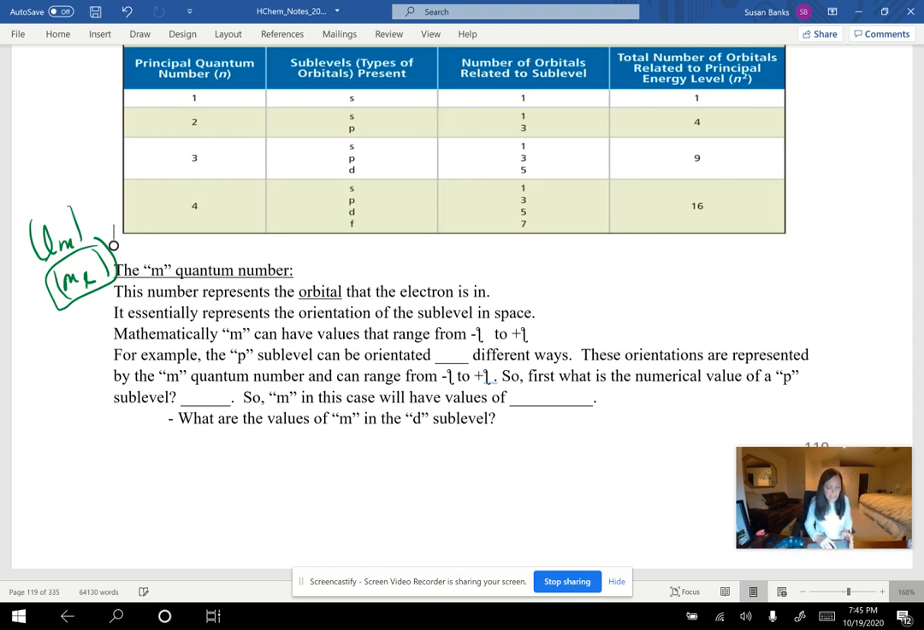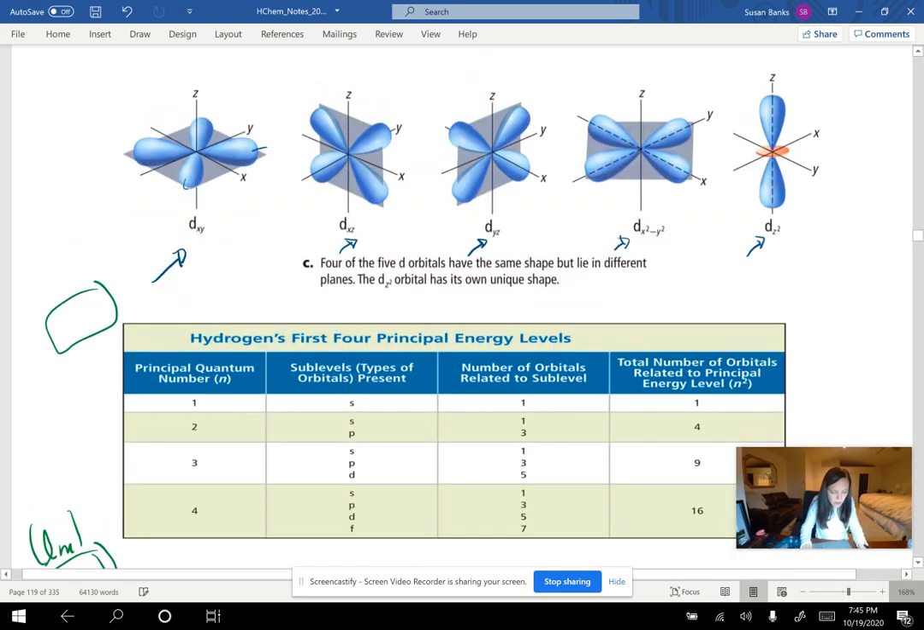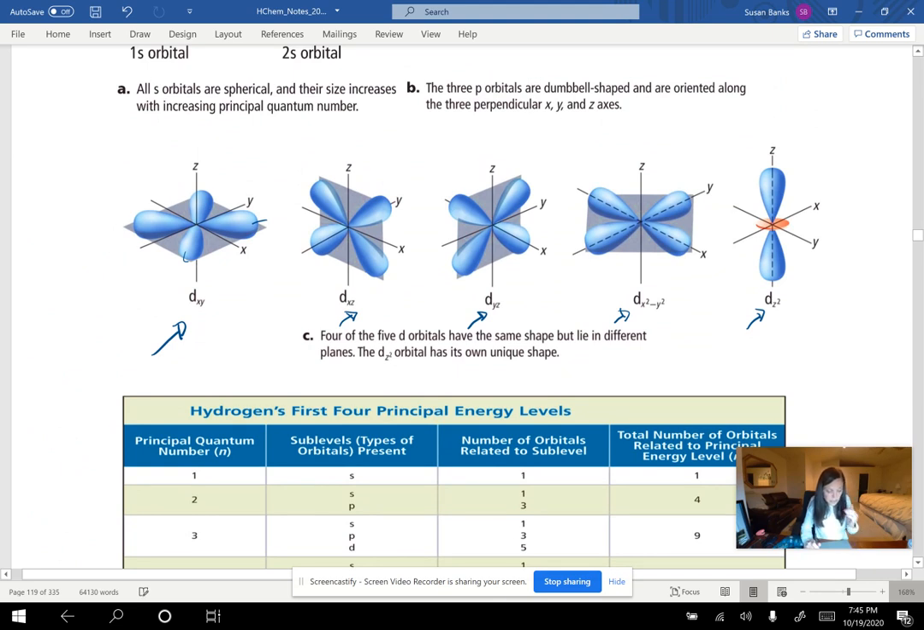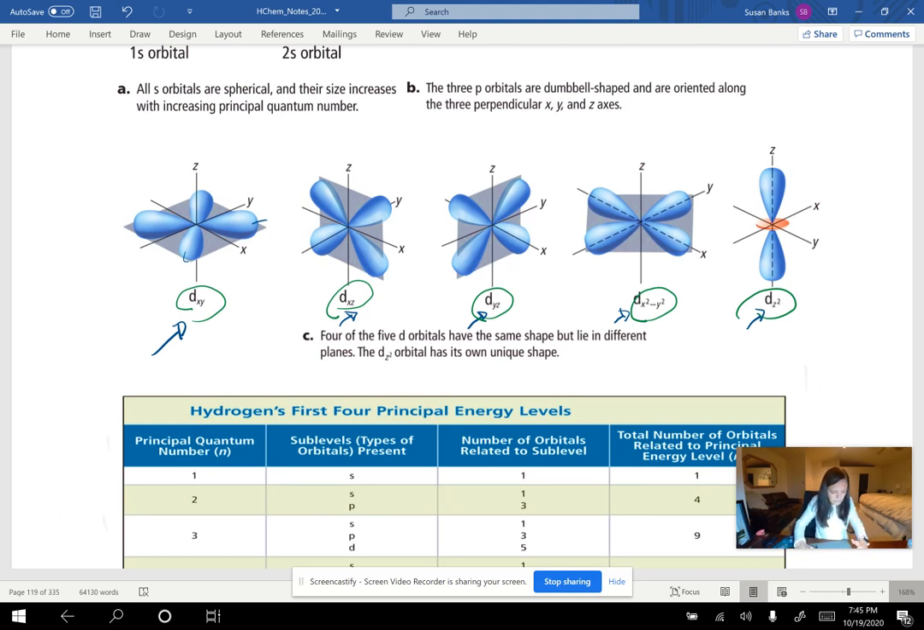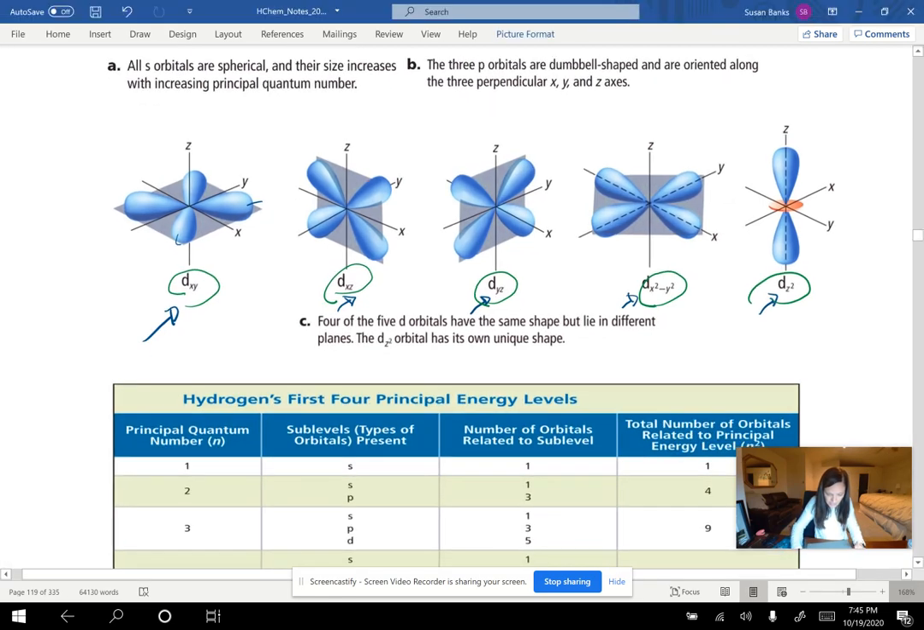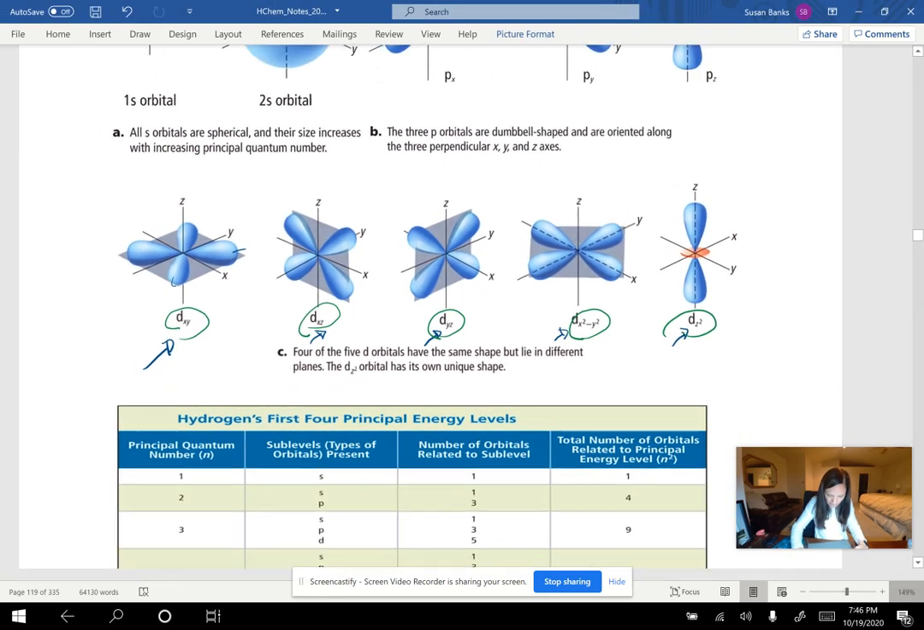It represents the actual orientation in space. So for example, on the p or the d orbitals, is it this one, or is it this one, or this one, or this one, or this one? It tells us which one of those orbitals it actually is in, okay? That's what the M sub L number gives us. It tells us the actual orbital that the electron is in, okay?